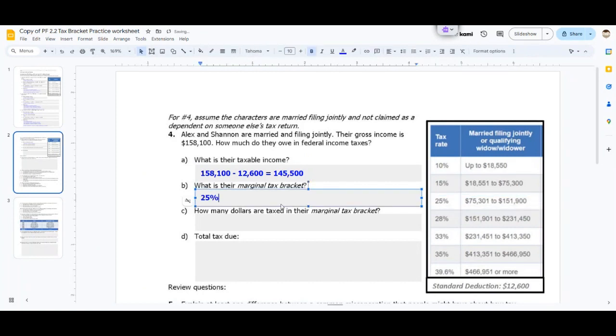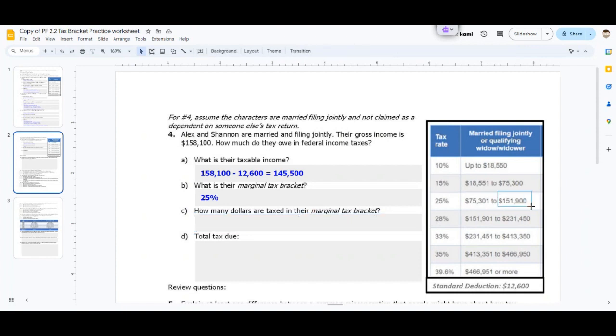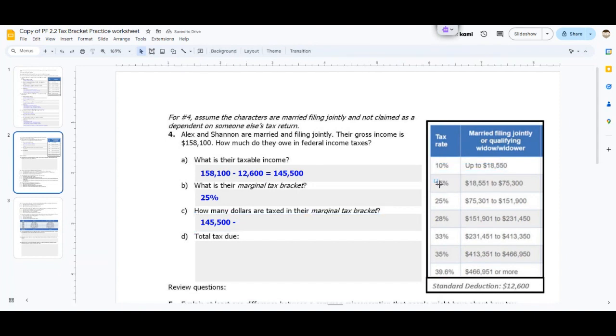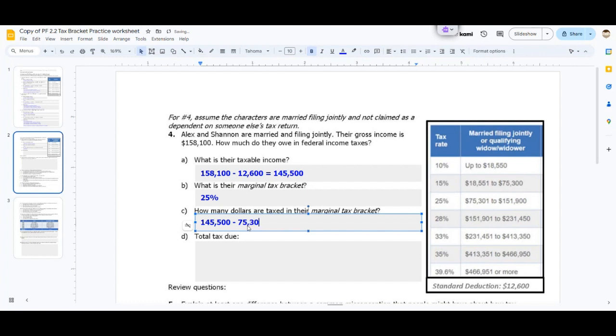So they're going to fill up the 10%, 15%, and then partially fill some of the 25%. How many dollars are in that marginal bracket? So they don't fill that up, so we're not going to use the upper limit of this range. We're going to use the last taxable dollar that they earned, 145,500, minus the dollars that were taxed either in the 10% range or the 15% range. So that's the highest dollar amount of the previous bracket, the 15% bracket in this case, that's 75,300. So 145,500 minus 75,300 is 70,200.